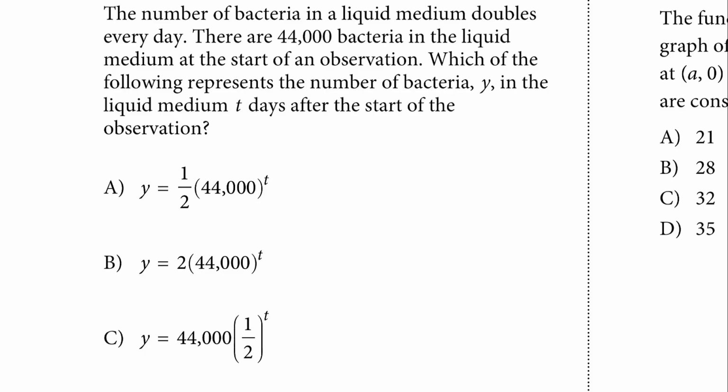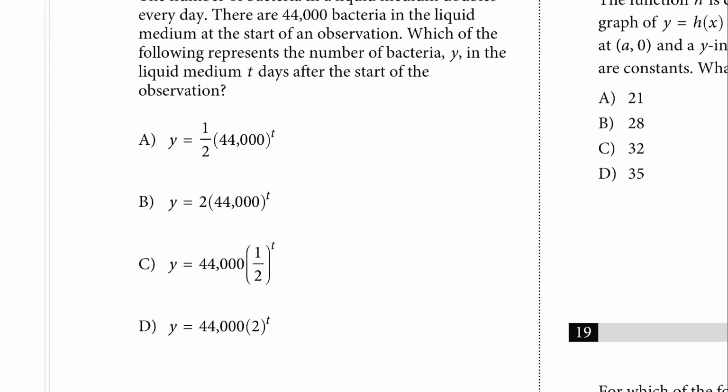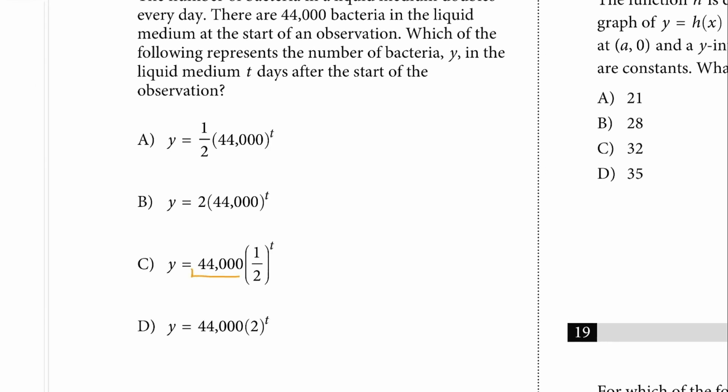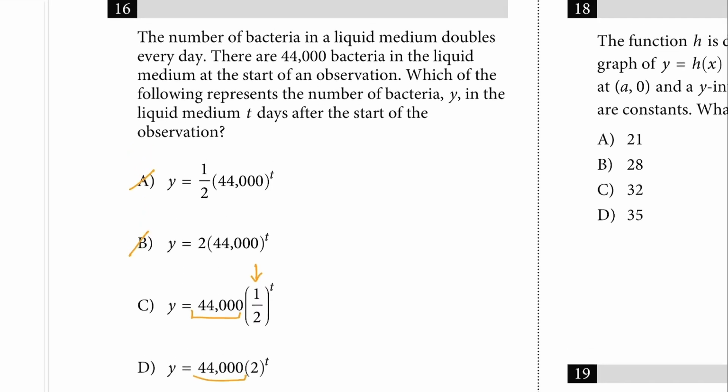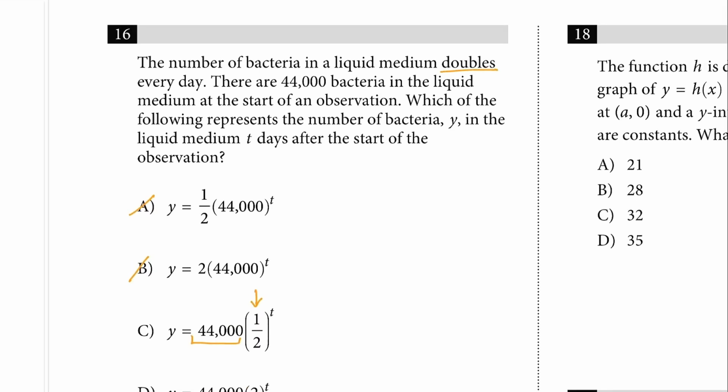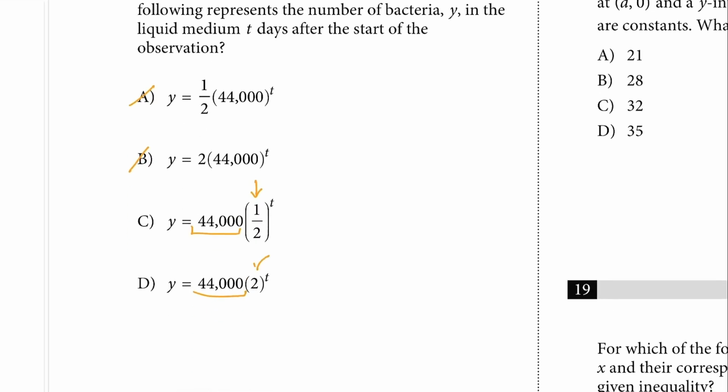Since we have the initial value of 44,000, that is going to be the first value after the equal sign. So these are the only two possible options that it could be right off the bat. Now, since C's base is less than 1, it is actually a decreasing value. And since this one doubles, we are going to be looking for this 2 here, so the answer is D.